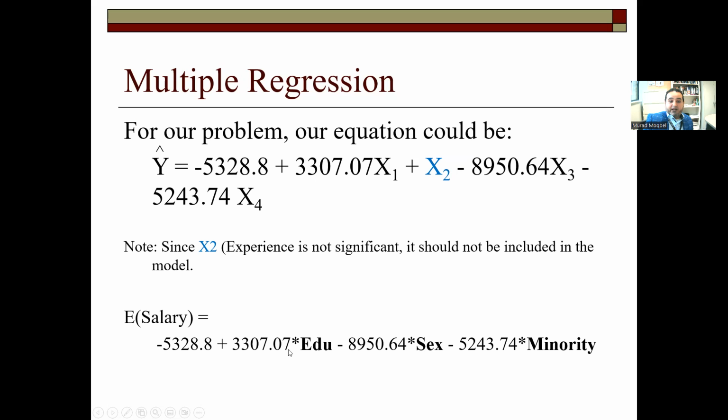But now we need to look at the beta coefficient for education. For every one additional year of education, the salary of the individual will increase by 3,307. Here, the beta coefficient is negative 8,000, and the sex here is female. So when the gender of the person is female, the salary will go down by $8,950. This is how we interpret it. And then this one, negative 5,000: when the person is a minority, their salary will go down by $5,243.